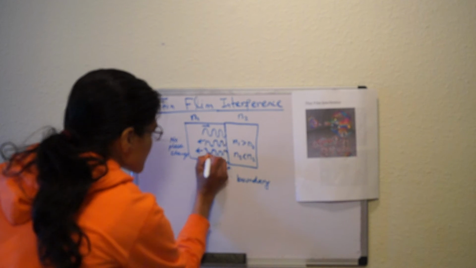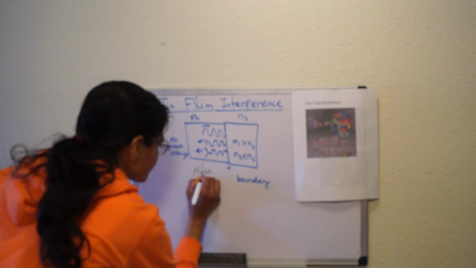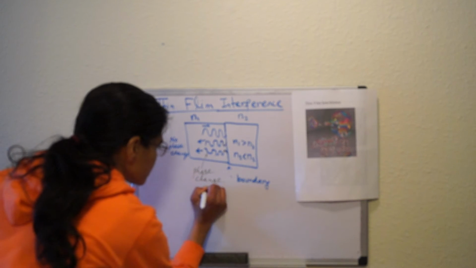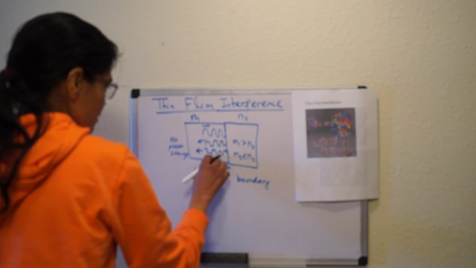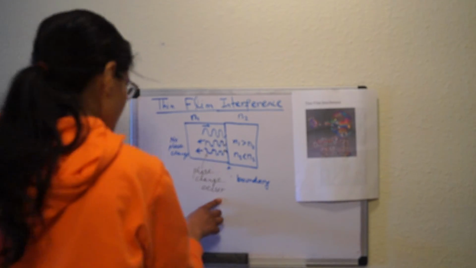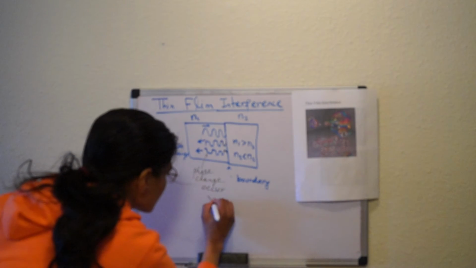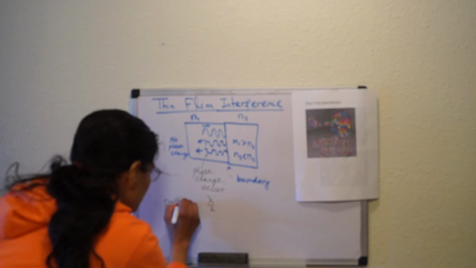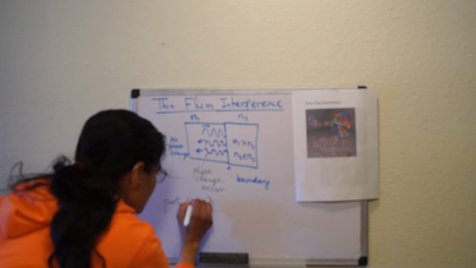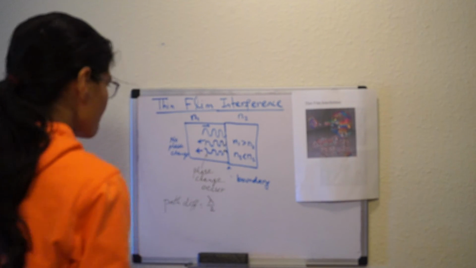So for this case, a phase change occurs, and the phase change occurs by lambda by 2, so the path difference would be lambda by 2. So these two cases are possible.